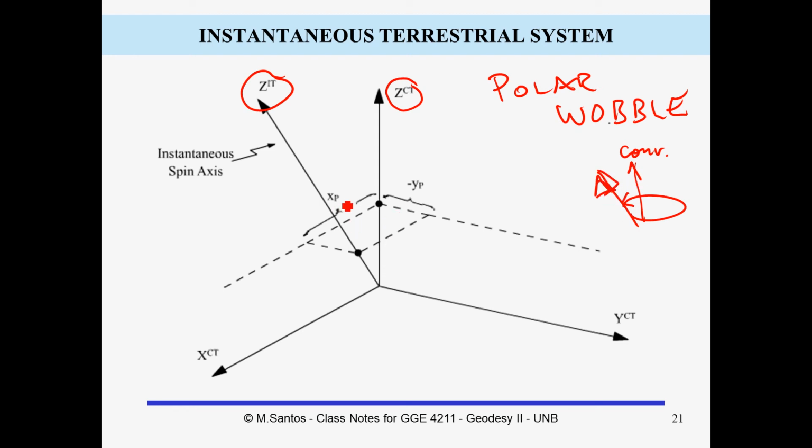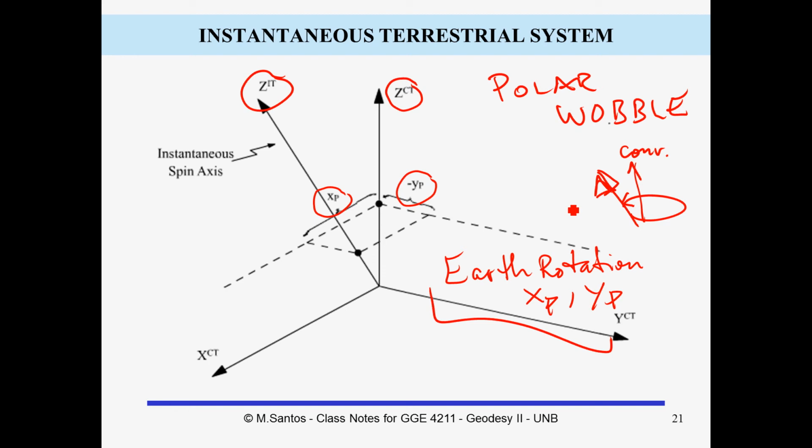How they relate, they basically relate by means of these two elements. These are the components of the polar wobble, or the components of the Earth rotation, and so they are called Earth rotation parameters XP and YP, and they are determined by means of observations. Space techniques today mostly, previously it was more astronomical observations, and they're provided by the International Earth Rotation Service.